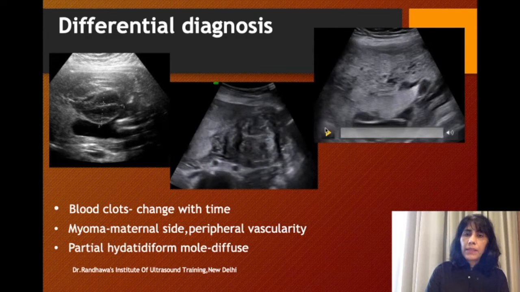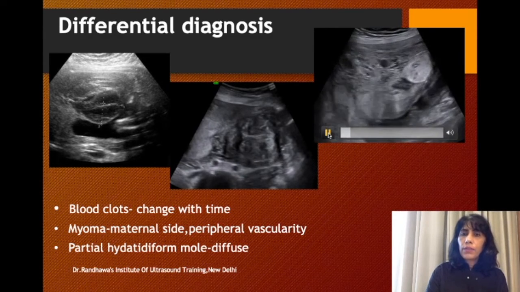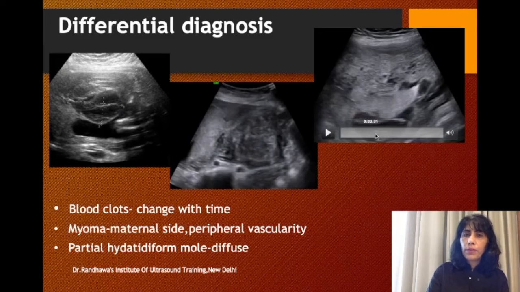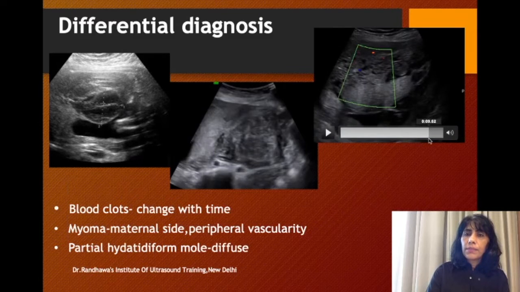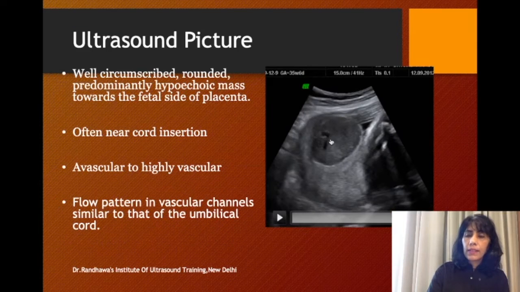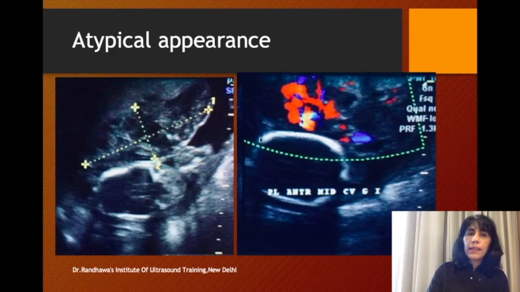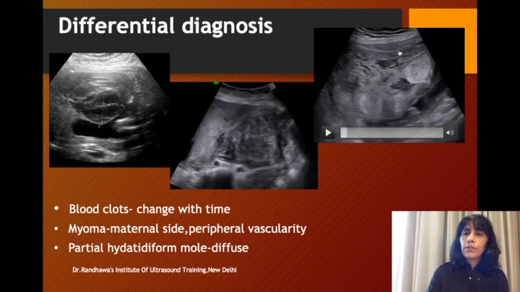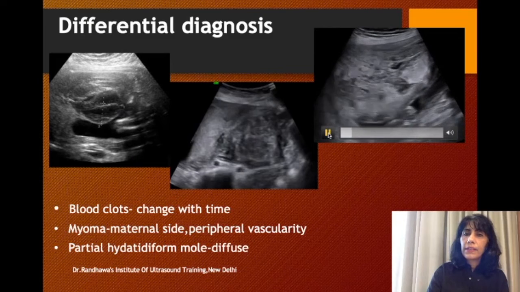Now the third picture, the video that I'm showing you, is of partial mole. Now, how can you confuse partial mole with chorioangioma? See, in some cases of chorioangioma, the picture may not be what I showed you here. Some cases, the picture may be like this: irregular heterogeneous mass with cystic areas. So these can cause confusion with partial mole. The partial mole also looks like this, and it is within the placenta.